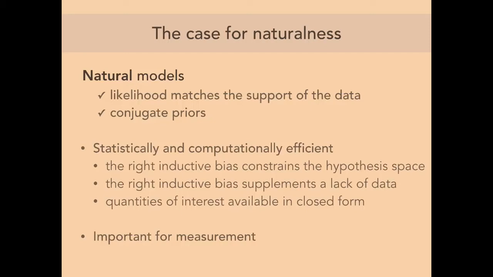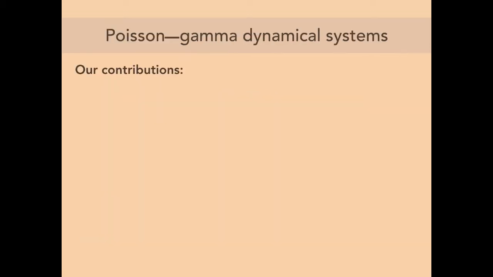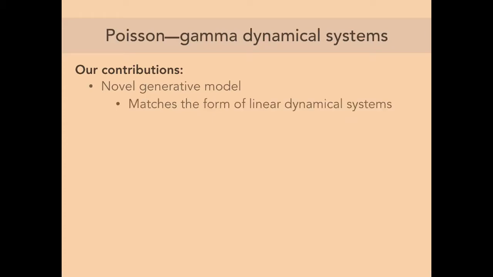So this is the domain in which the latent variables in your model you actually think are real things in the world, and you want to actually measure them. Okay, so in that case, it matters that your probabilistic assumptions match what you know about the data. Okay, so these are our contributions. We have this new model, and in a relevant way, it's going to match the form of linear dynamical systems. Okay, but it's going to do so while still being natural for count data.